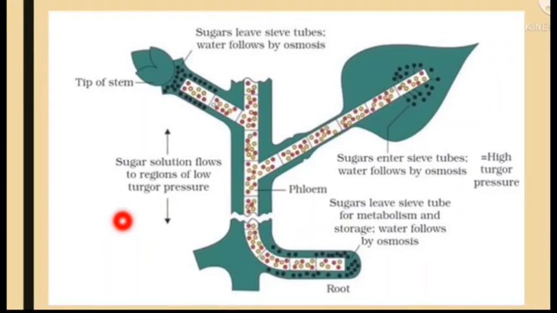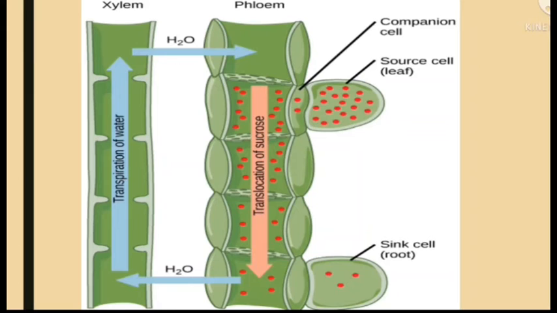This is a diagrammatic presentation of the mechanism of translocation by mass flow hypothesis. Through this image, we can also understand mass flow hypothesis. As glucose is prepared at the source leaves by photosynthesis, it is converted to sucrose, a disaccharide. Now, sugar in the form of sucrose moves to the companion cells. From the companion cell, it moves to the living phloem sieve tubes by active transport.